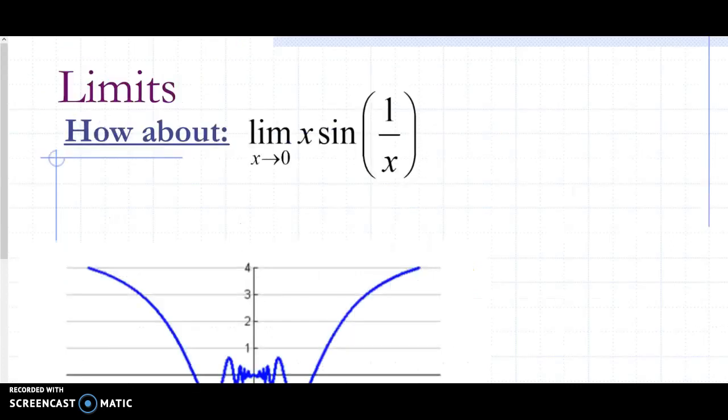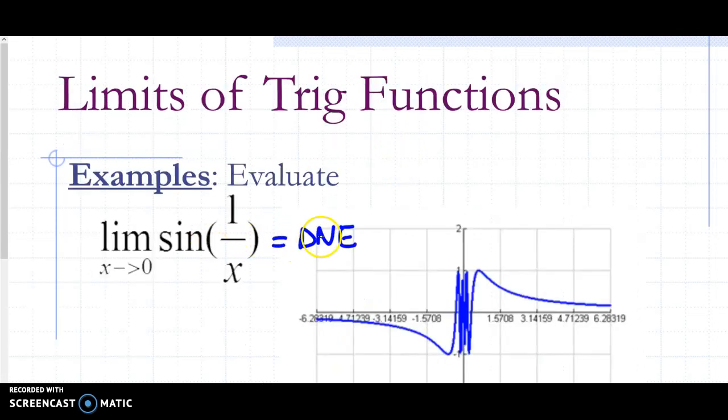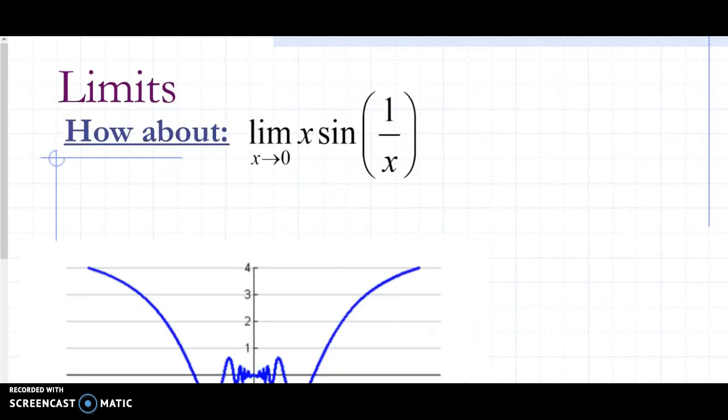Let's take a look at this example. How about the limit as x approaches 0 of x times sine of 1 over x? So before, we just looked at sine of 1 over x, and we said that that doesn't exist. But what happens when we multiply by x? And if you're thinking, ooh, dampening factor, you're right, it is.